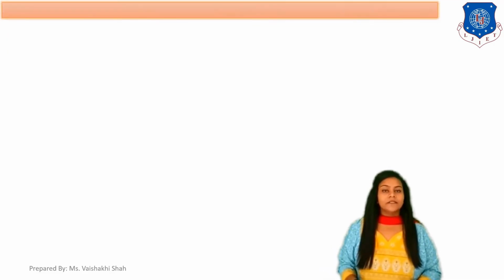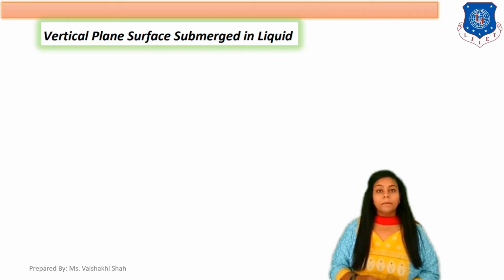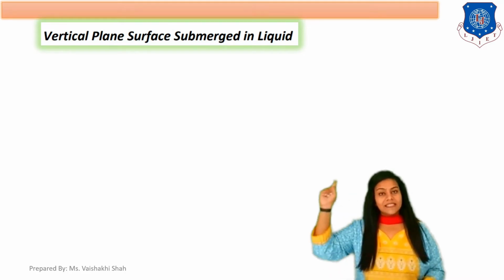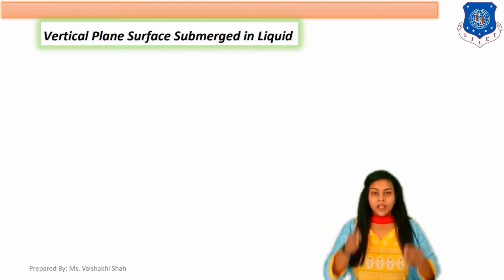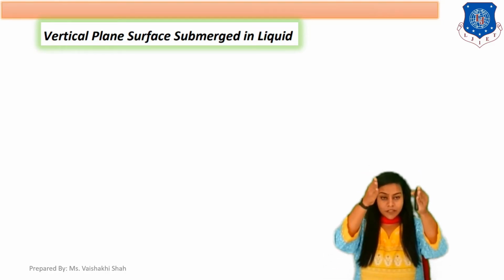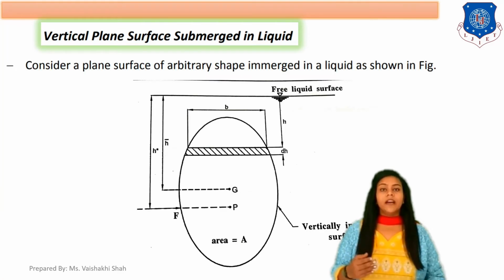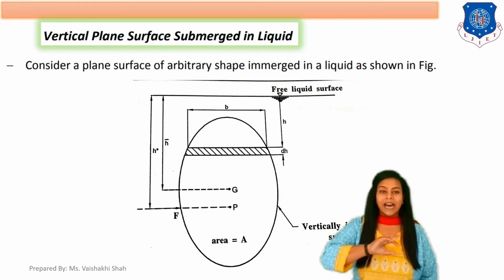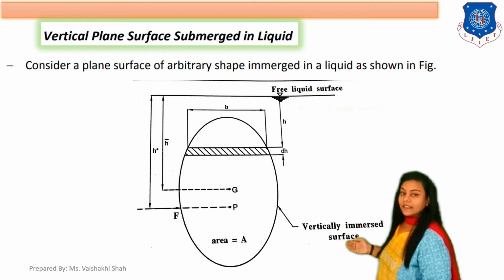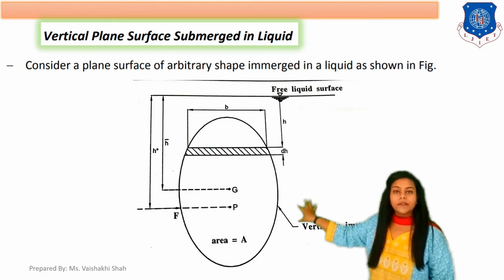Okay. So let's start with our first theory, and the title of our theory is Vertical Plane Surface Submerged in the Liquid. As the title of this theory indicates, the immersed surface is vertical here. The surface is immersed vertically in the liquid. So for that, we are considering a plane surface of arbitrary shape immersed in the liquid as shown in figure. Like this is your vertically immersed surface, arbitrary or random shaped surface.